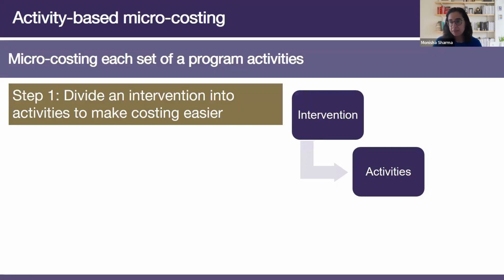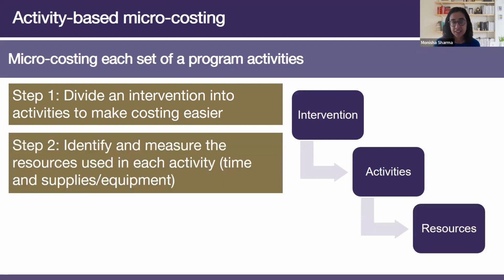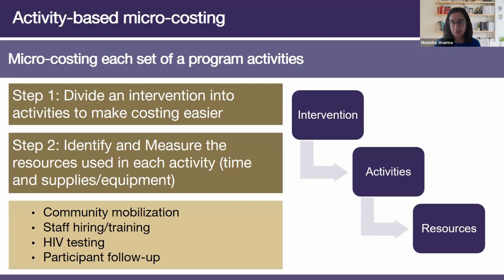And one common type of microcosting is activity-based microcosting. Here you can microcost a set of program activities. The first step is to divide the intervention into activities, which makes costing easier, and then identify and measure the time and resources used. For example, this could be some resources used or some activities associated with an intervention.